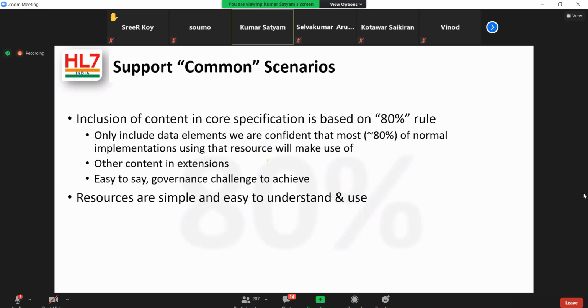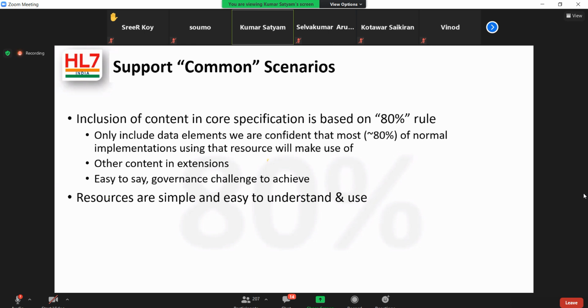So if you have a specialized thing, for example, in the US, race. Race is something that is used in the US predominantly, not in other countries. So race as an attribute was left out of the FHIR spec because it did not meet the 80-20 rule. It was a specific requirement for the US, but it was nowhere else used. So it was dropped. So FHIR focuses on common scenarios.